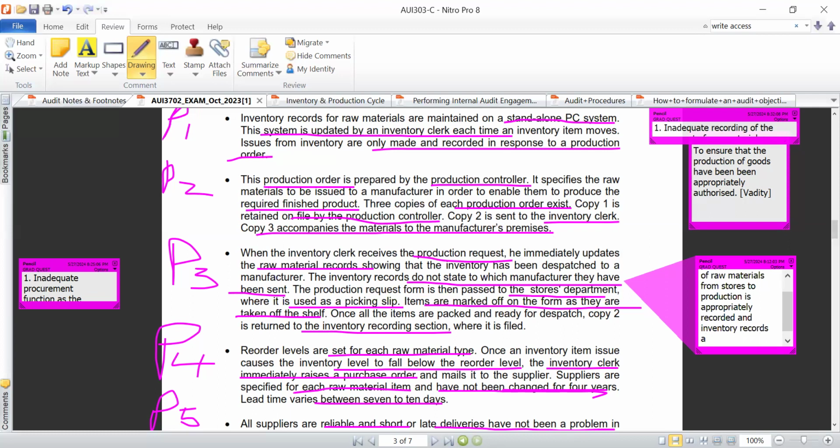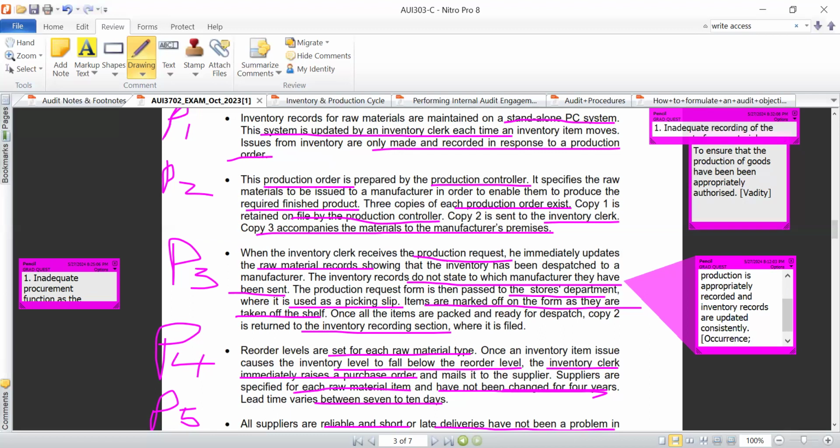Or rather, let me say they are updated consistently. Because I'm seeing that every time they move inventory, they update their inventory records, isn't it? Consistently. Now, if this happens, what does that mean? It means we have completeness. And not only completeness, but occurrence.